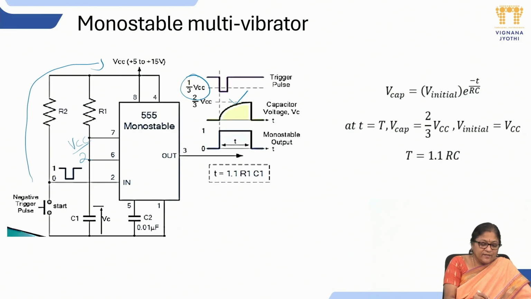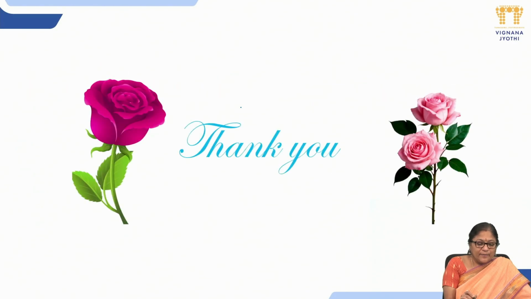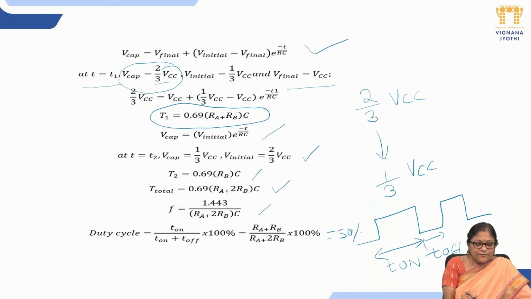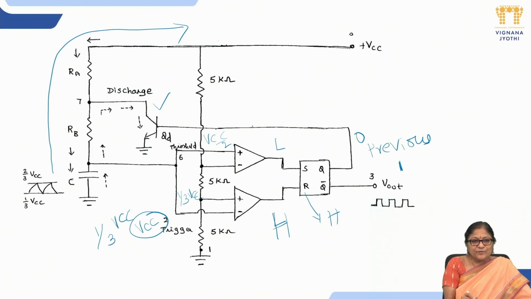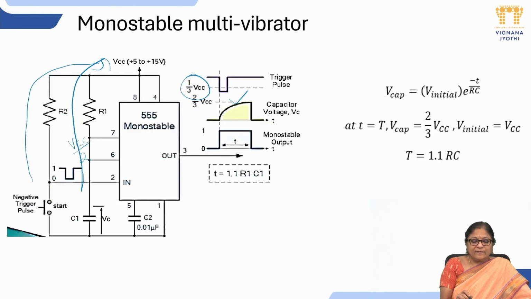This is the path, so it charges like this. It charges until it crosses 2/3 VCC. Then your upper comparator comes into action. Whenever it crosses 2/3 VCC, it makes its transition into high and the output is 1, making the discharge transistor on. Previously it was off, now it is on. So now the capacitor is connected through this transistor and discharges. Whenever it crosses 2/3 VCC, it comes back.